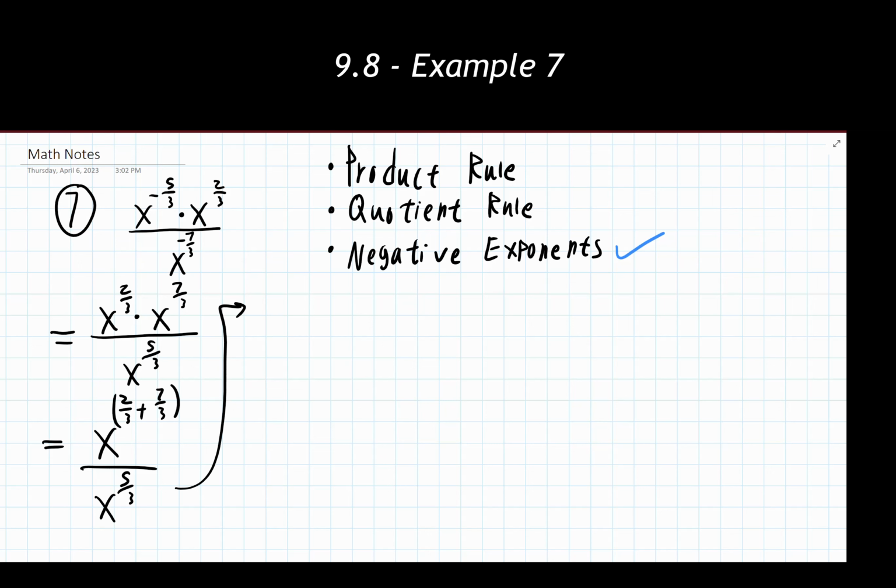Move this up here just a bit. When I simplify that numerator down, I'm adding the 2/3 plus 7/3 together in the exponent spot. And I'm going to get x to the 9/3 showing up over x to the 5/3 there. At this point in time, we can look at this and notice, all right, well, I've got the product rule taken care of. I now have the quotient rule showing up. That's the only thing that's left.